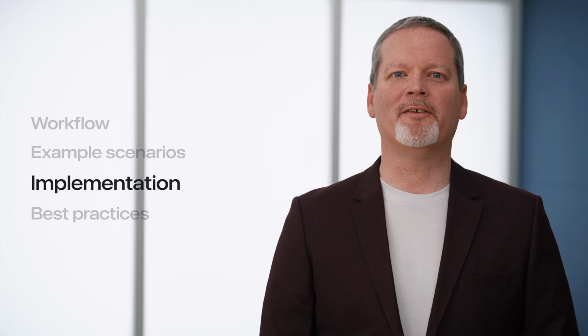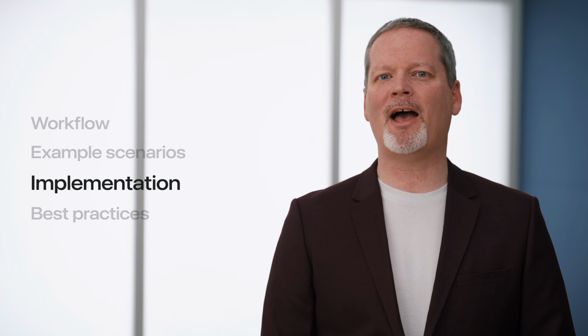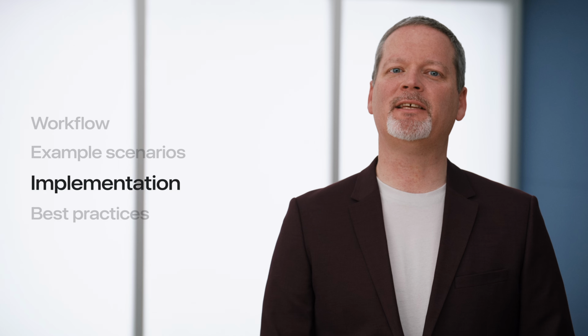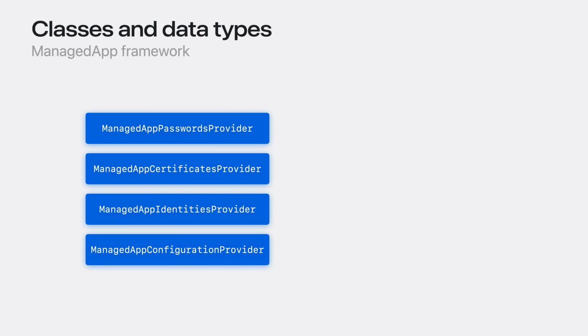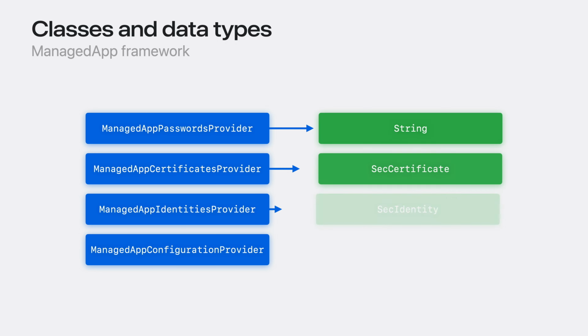I hope you have a sense of the many ways Managed App Framework can power managed apps. It's time to see how to implement it in your app. The API of the Managed App Framework is focused on delivering the configuration and secrets to the app as simply and securely as possible. The framework has 4 independent classes, one for each data type. These first 3 provide the exact built-in data type that your app needs: a string containing the password, a SecCertificate, or a SecIdentity.